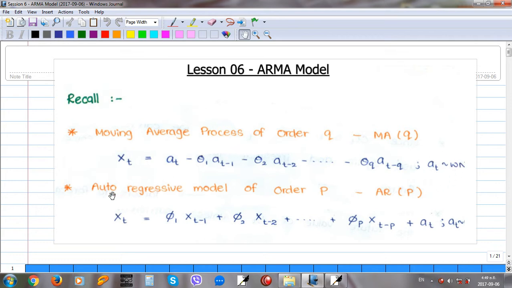We can also write the autoregressive model of order p, AR(p), as x_t equals phi_1 x_{t-1} plus phi_2 x_{t-2} plus up to phi_p x_{t-p} plus a_t, where a_t is a white noise. Here phi and theta are constants.